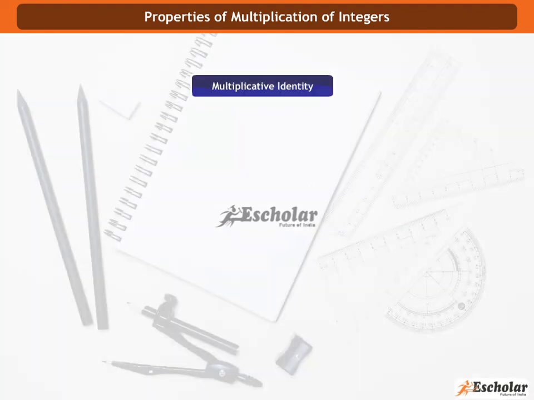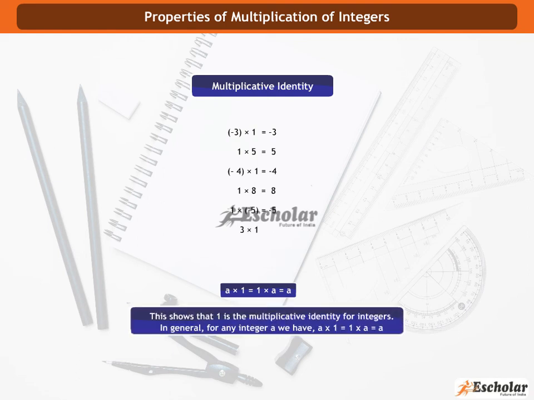Multiplicative identity. We know that 1 is the multiplicative identity for whole numbers. Let us check it with given examples. Thus, we conclude that A into 1 is equal to 1 into A is equal to A. This shows that 1 is the multiplicative identity for integers also. In general, for any integer A, we have A into 1 is equal to 1 into A is equal to A.